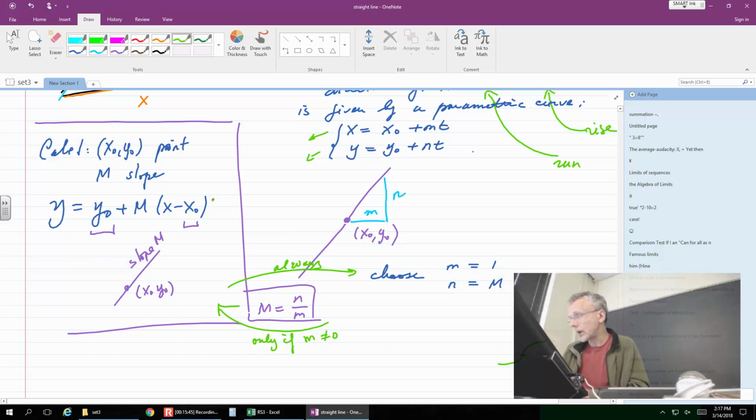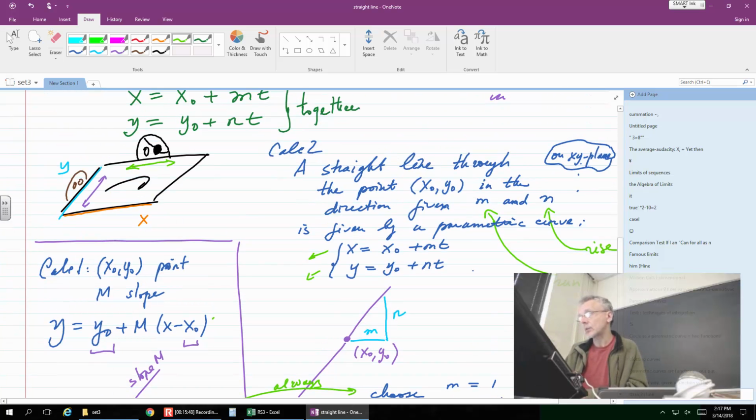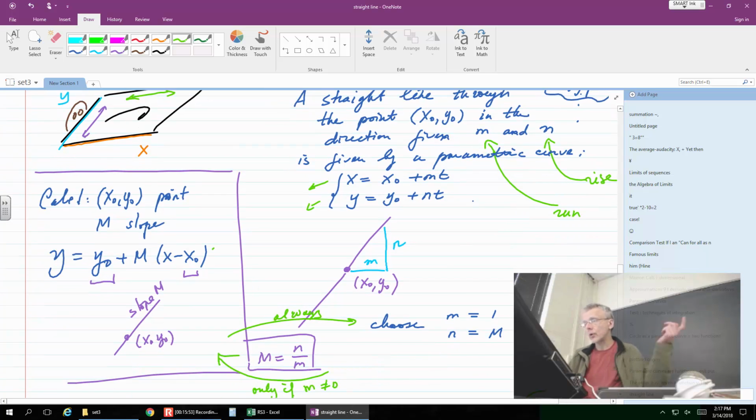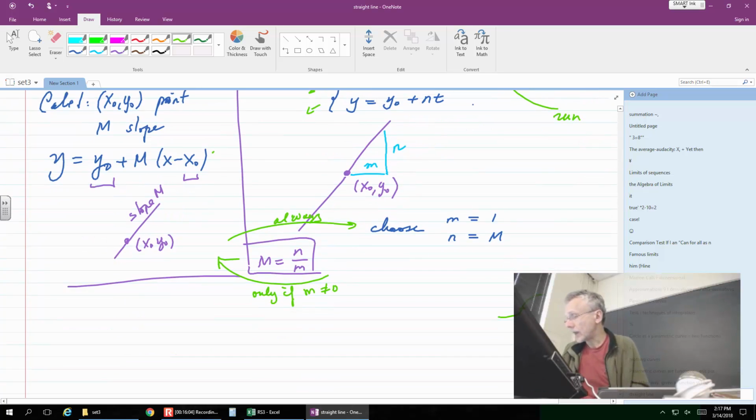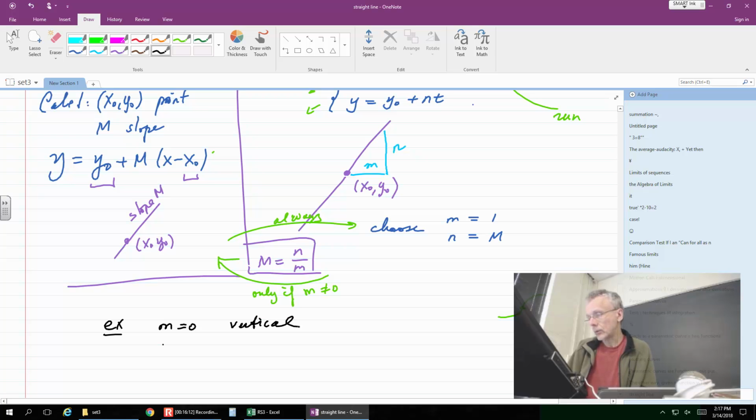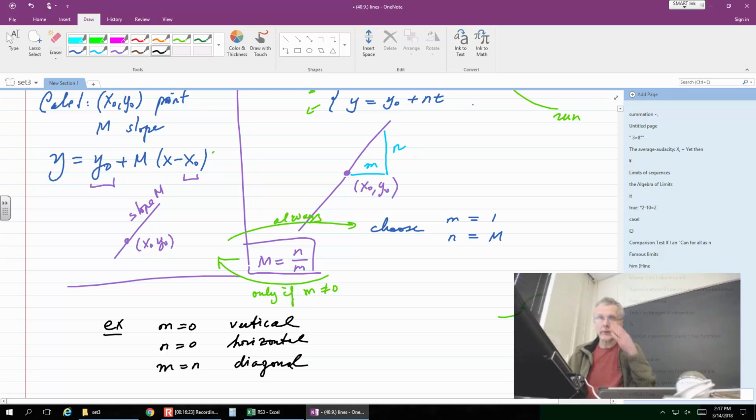So anyway, this is a straight line. Any choice of those four numbers, x naught, y naught, m, n, gives you a straight line. Once again, this picture is crucial in the middle. If you are looking for, for example, a vertical line, you know that you're going to put m equal to 0 in order for it to work out. So as an example, m equal to 0, vertical; n equal to 0, horizontal; m is equal to n, diagonal, 45 degrees.